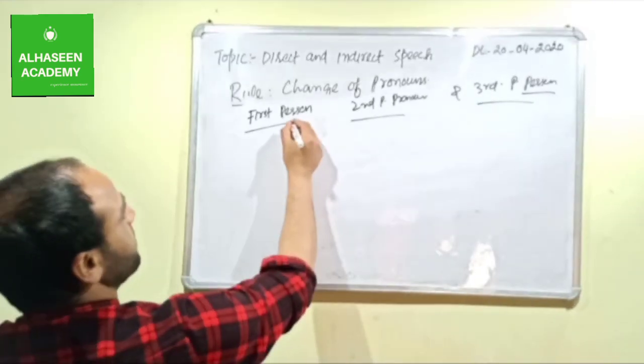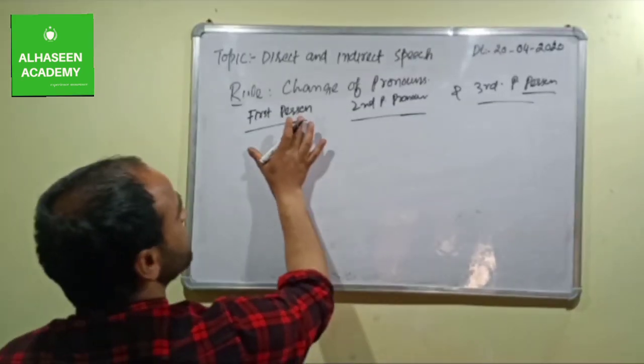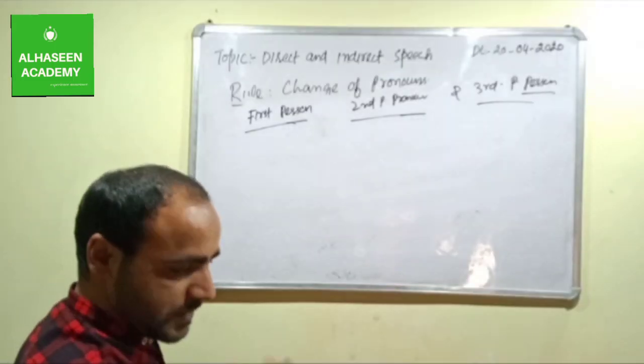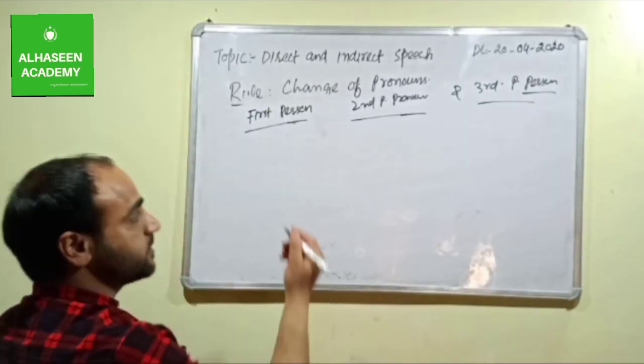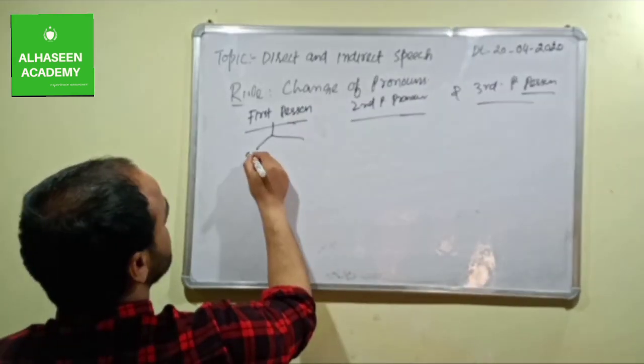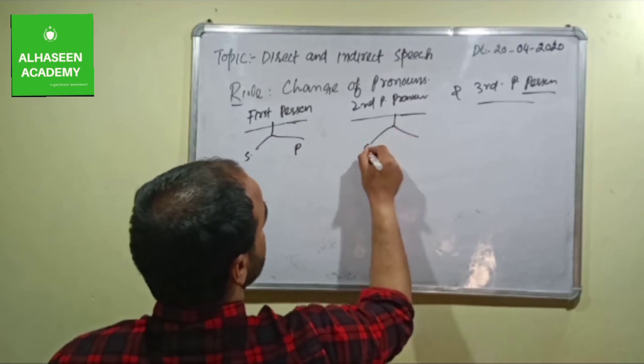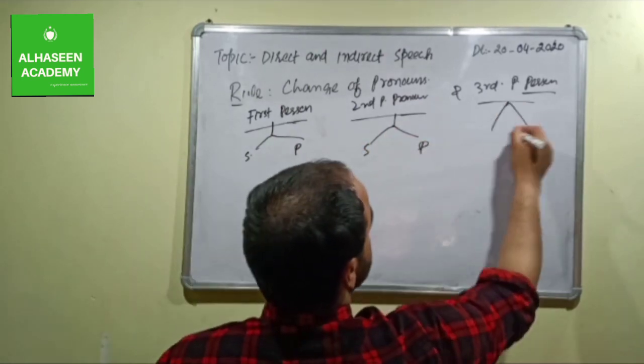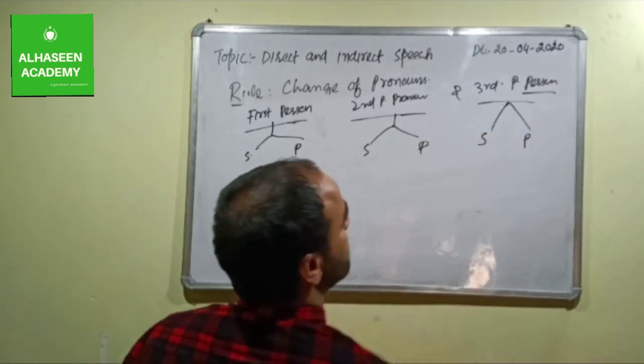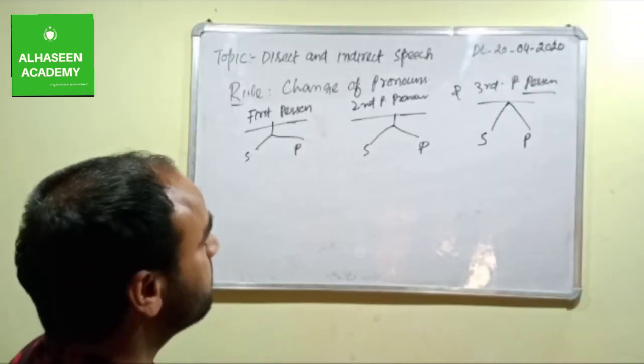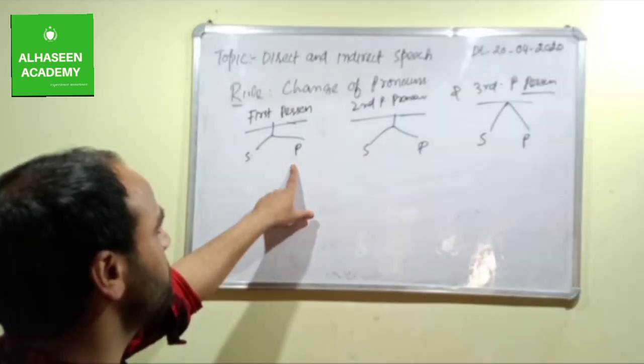Now here we have to look whether these pronouns are singular or plural. These are singular also and plural also. Third person can also be singular as well as plural. Singular means only one, plural means two or more than two.